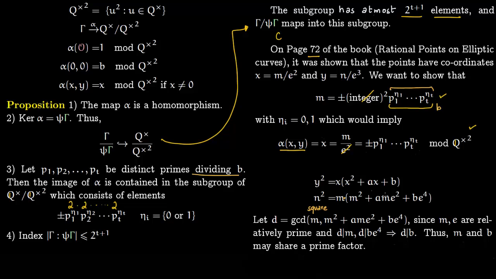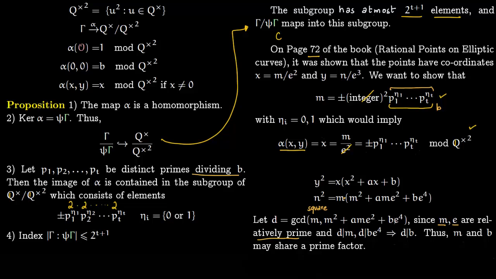So for this to happen, these two will have to share some common factors. Let d be the greatest common divisor of m and the second term, m squared plus a m e plus b e squared. Now since m and e are relatively prime to each other and d divides m, d will also divide the second factor.